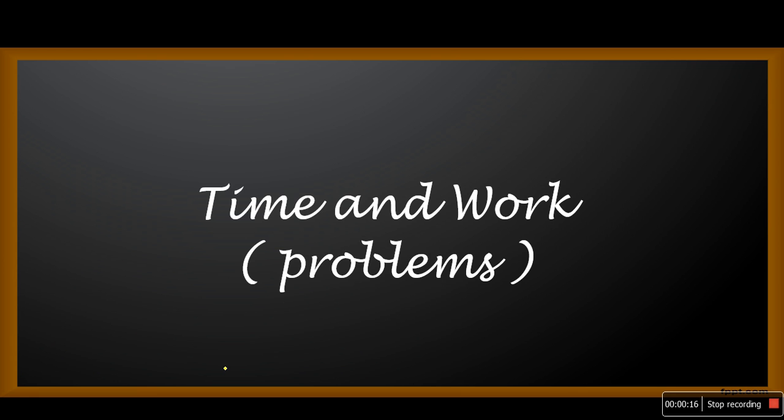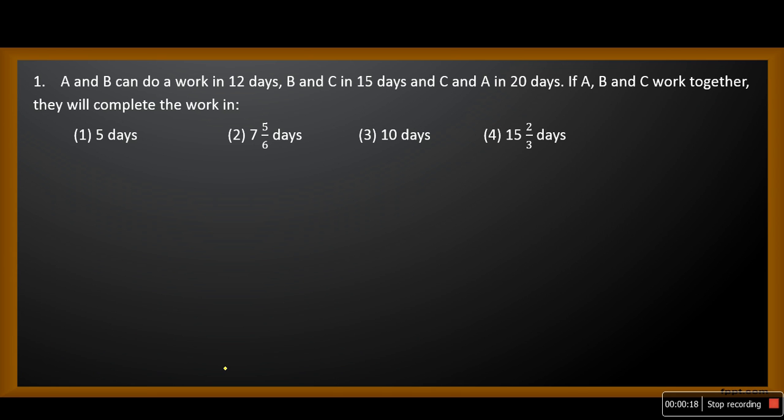Now coming to time and work. A and B can do a work in 12 days. B and C can do it in 15 days. C and A in 20 days. If A, B and C work together, they will complete the work in.